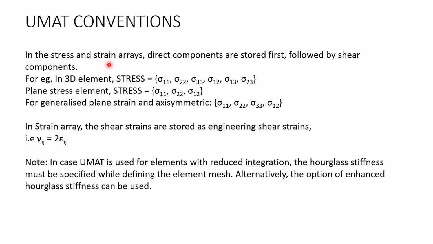As I told earlier, in the stress and strain arrays, we have two types of components. One is the direct components, another is the shear components. The convention of ABAQUS states that direct components are stored first, followed by the shear components. Which means that in a 3D element, stress will have 6 components. The first 3 components will be your direct components in this particular order: sigma 11, sigma 22, sigma 33, and the shear stresses are stored in this particular order: sigma 12, sigma 13, and sigma 23. So this is the order which is followed.